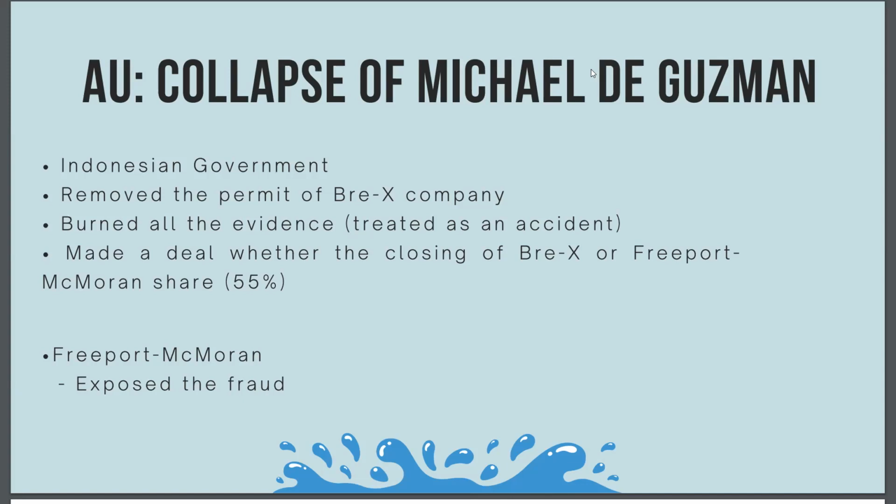Sinunod niya lahat ng evidence na maglilid sa kanilang fraud. And sinabi lang niya na aksidente lang yung nangyari na yun. And yung mga tao, okay lang sa kanila. So, pinilit ng government na makipag-deal ang Bre-X sa Freeport-McMoRan, share ng 55%. 55% sa government, 45% sa Bre-X. Kung hindi sila, kung dininay nila, tatanggalin nila yung permit and ipapasara nila yung Bre-X.